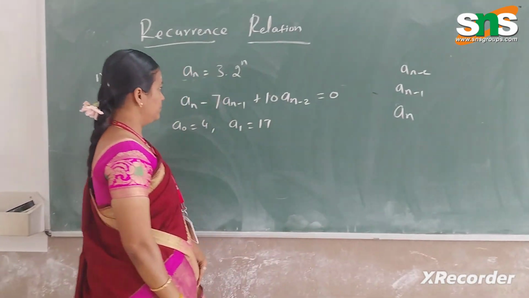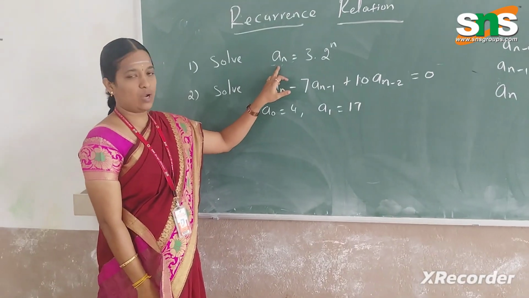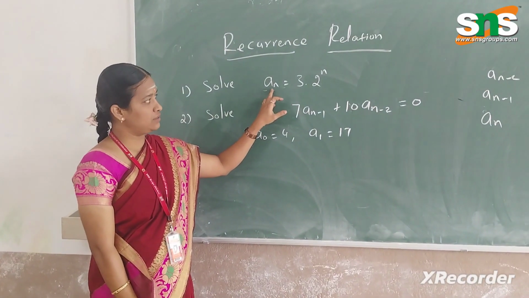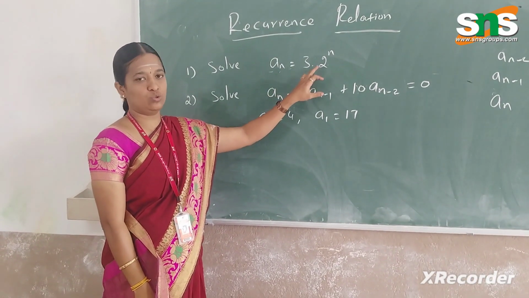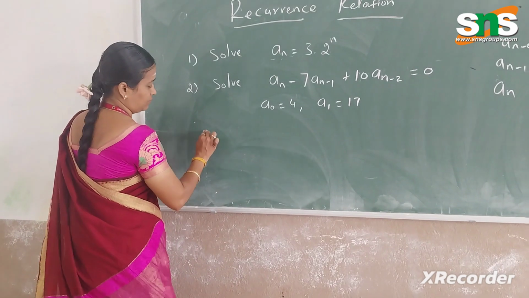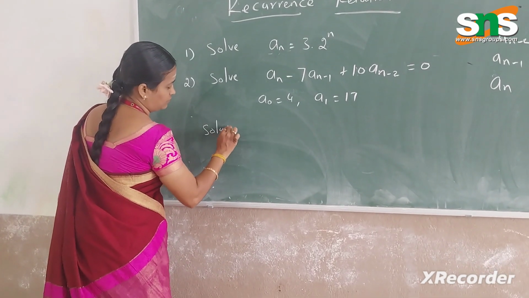So look at your problem. The first one is to form the recurrence relation for this equation: a_n is equal to 3 into 2 power n. Solution of 1.